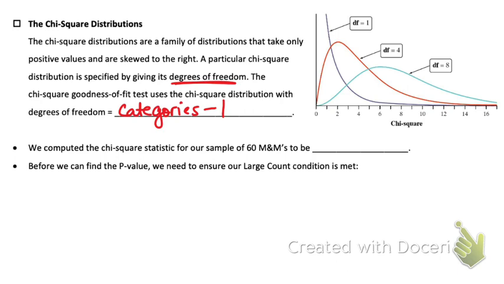How many categories did we have? Six categories. All right. So we computed our chi-squared test statistic to be chi-squared equal to 10.1767.